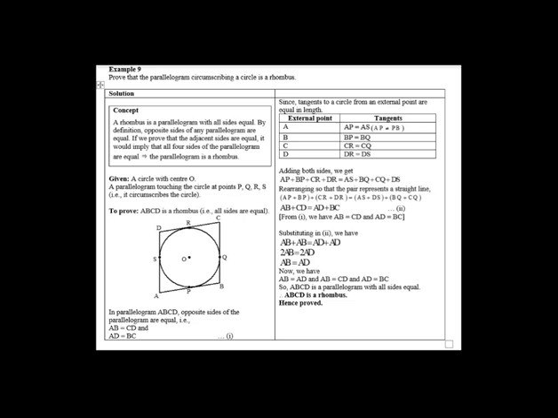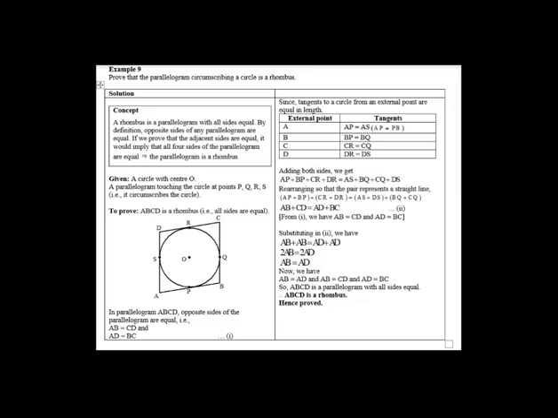From B, BP and BQ are the two tangents. Therefore, BP is equal to BQ. From C, CR and CQ are the two tangents. Therefore, CR is equal to CQ. From D, DR and DS are the two tangents. Therefore, DR is equal to DS.